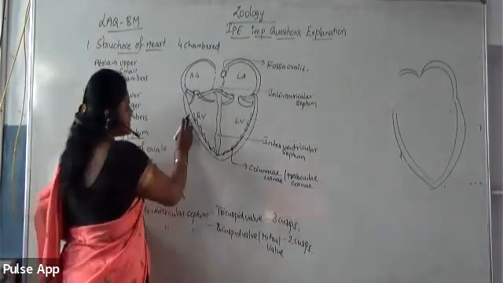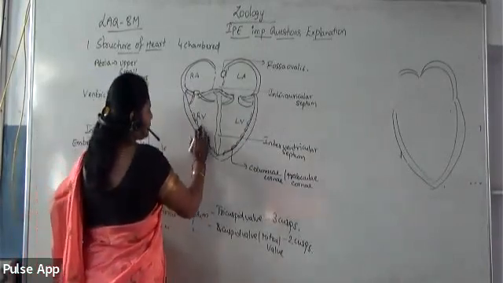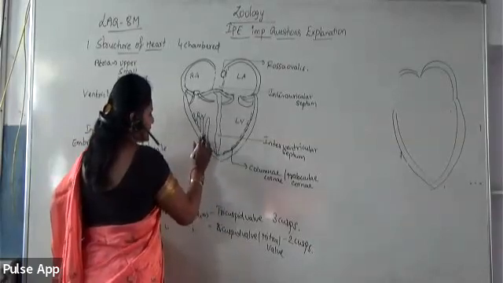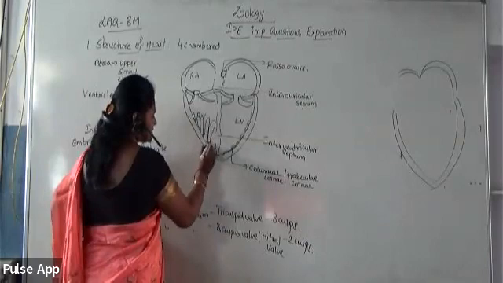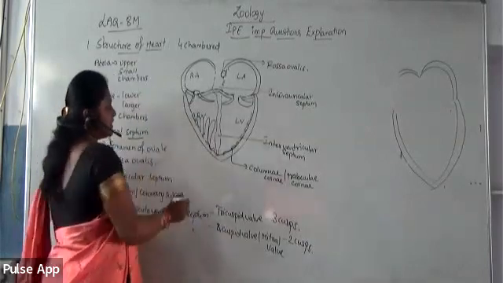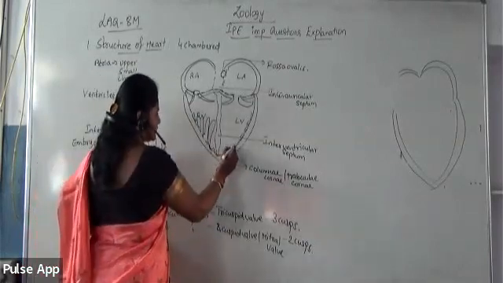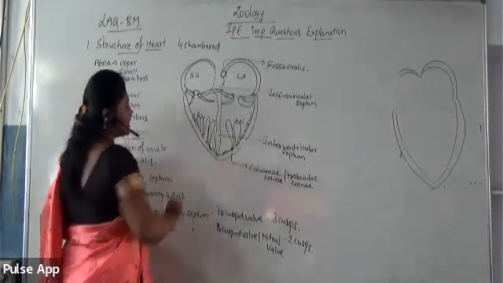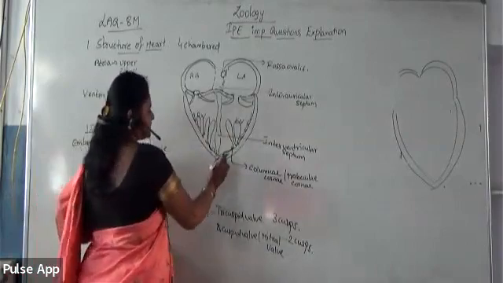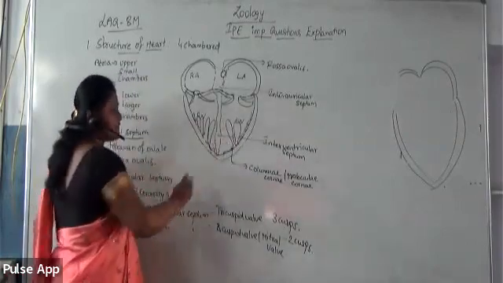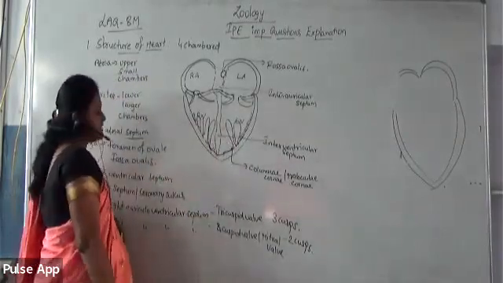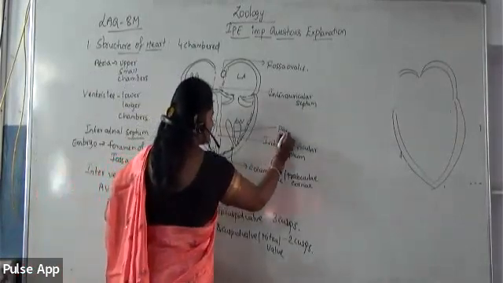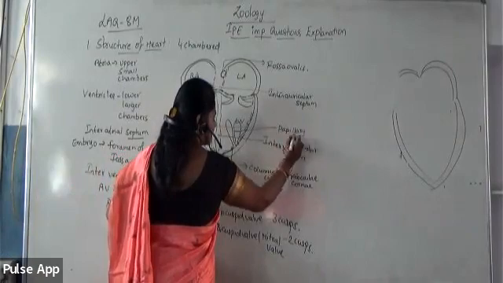Some of these ridges are cone shaped like this. These cone shaped ridges, which are formed from the wall of the ventricles, are called papillary muscles.